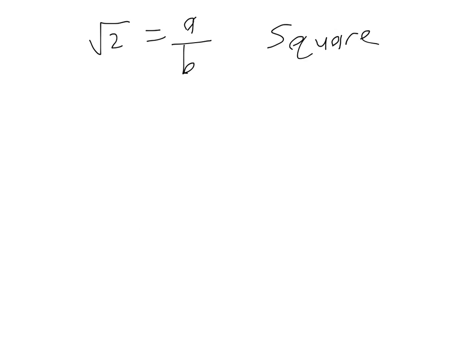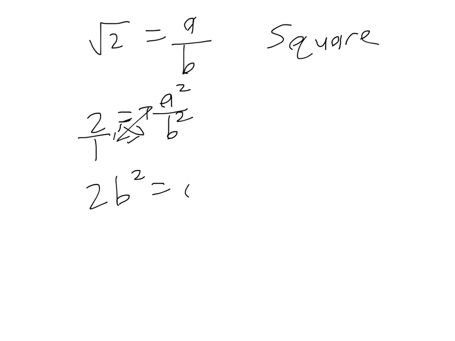Alright, so since the square root of 2 equals a over b, what I'm going to do is square both sides to obtain 2 equals a squared over b squared. And then I'll do a little cross multiplying to get 2b squared equals a squared.